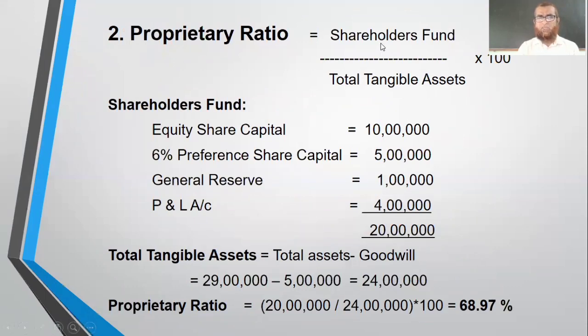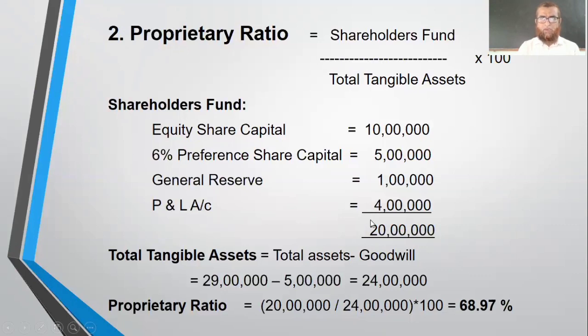Now let us move to the next ratio, proprietary ratio. The formula is shareholders fund divided by total tangible assets into 100. Shareholders fund includes share capital plus reserves and surplus. Share capital, there are two share capitals in the problem. Equity share capital 10 lakh, 6% preference share capital 5 lakh, general reserve 1 lakh, profit and loss account 4 lakh. Total is 20 lakh.